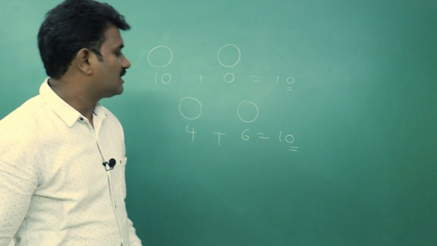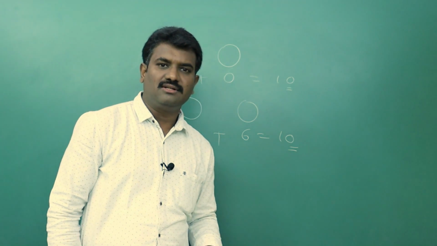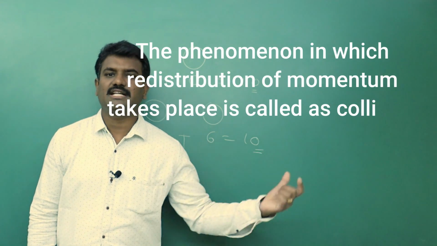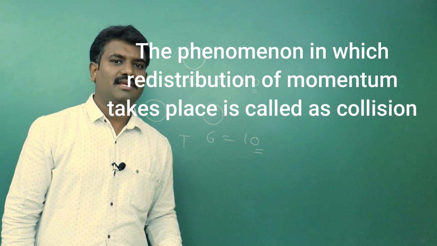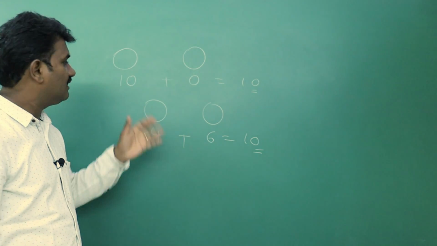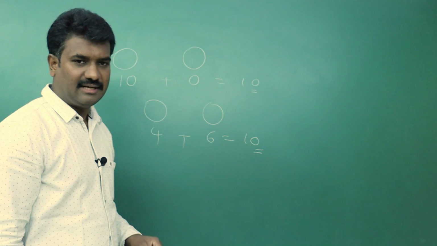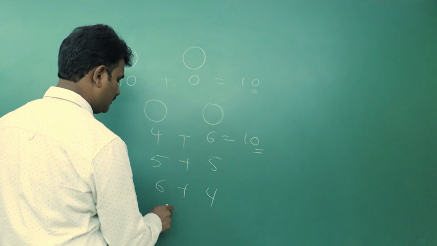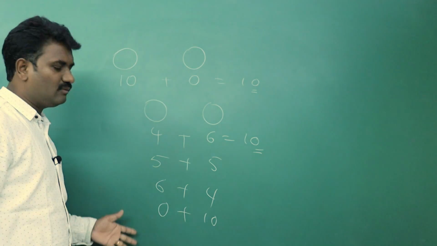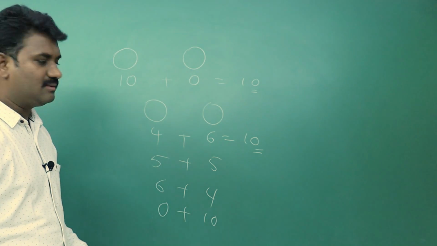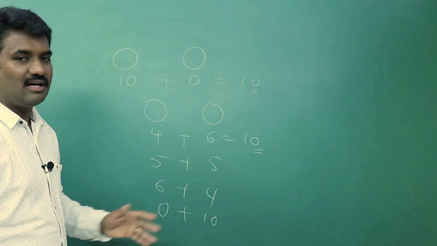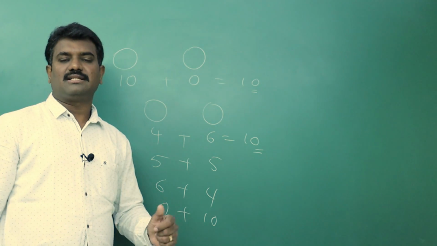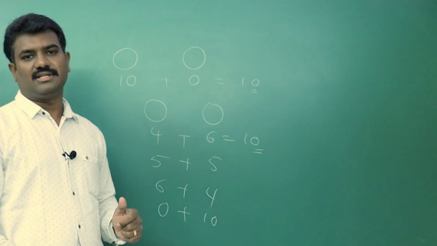So such a phenomenon is called collision. So what is collision? The phenomenon in which the redistribution of momentum takes place is called collision. Here in this example, the momentum earlier was 10, now also it is 10. It may be like this also, 5 plus 5, 6 plus 4, 0 plus 10, anything could be possible. So in all these cases momentum got redistributed, and all these phenomena are best suitable examples for collision.